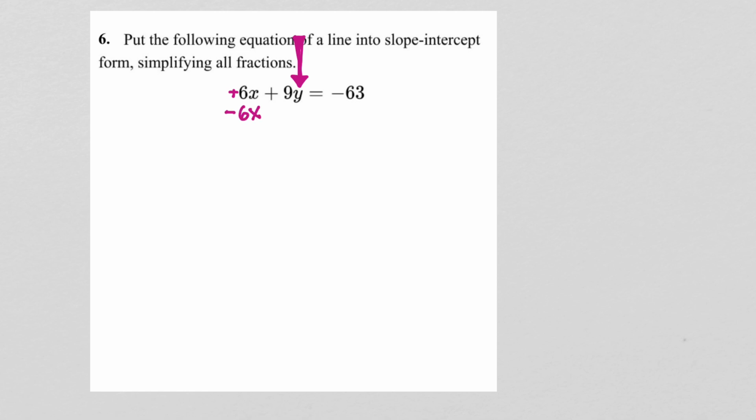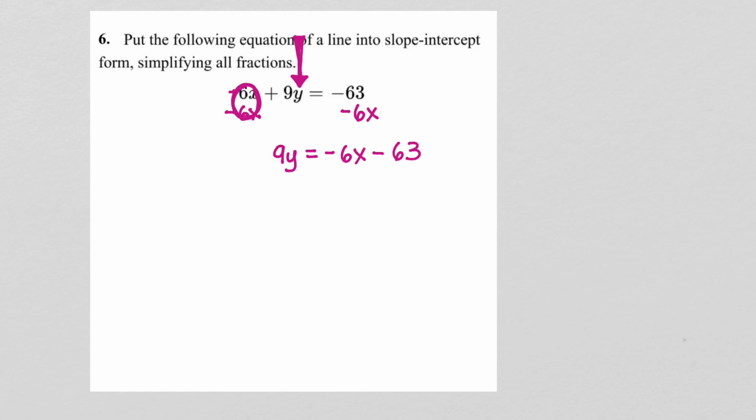And remember, whatever we do to one side of the equation, we're going to do that same thing to the other side of the equation. So I'm going to subtract 6x on the other side. That will zero out those 6x's. Then I can bring down the 9y, and I can bring down the equals. And now I have a negative 63 and a negative 6x. And again, it's okay to reverse the order, but we're going to try to get in the habit of putting the x first. So negative 6x minus 63.